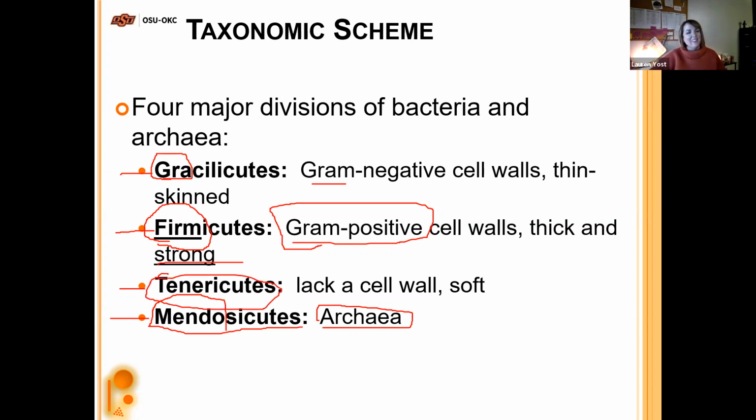Okay, and then that just leaves tenericutes. I don't have a good one for that one yet. They lack a cell wall, so these are the soft ones. These are like the mycoplasma.